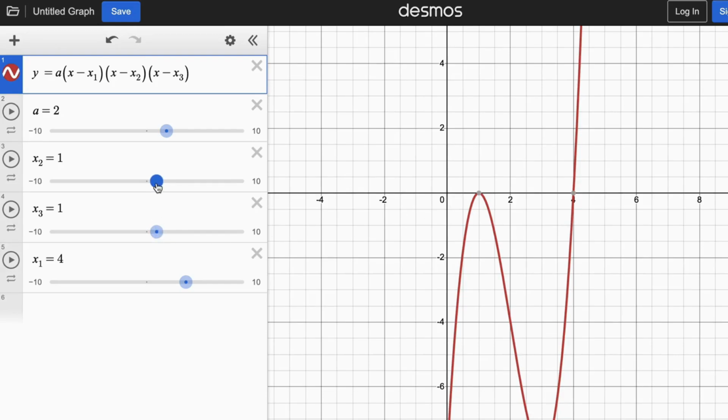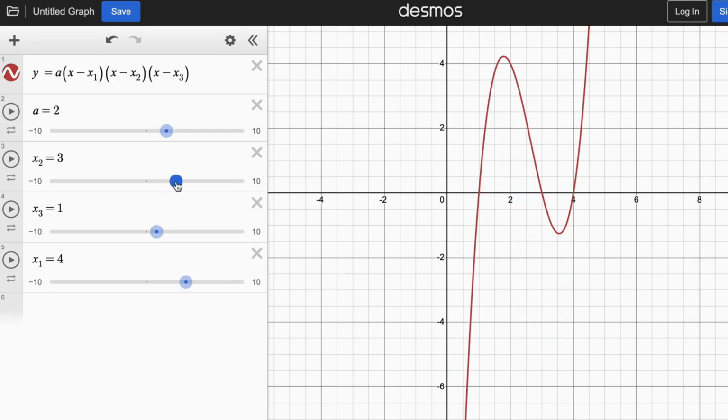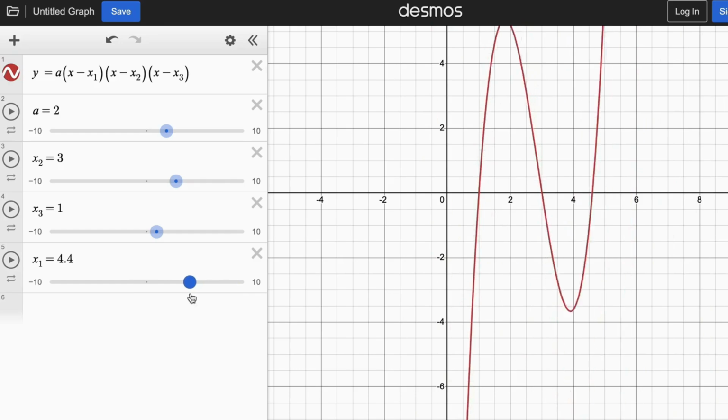Similarly, if we changed our x2 and made it something like 3, now we can see that we've got a root at 3. And since our x3 is equal to 1, we have got a root here, and a root here. So this 1, 0 is our x3, 3, 0 is our x2, and 4, 0 is our x1, which can be controlled using these.